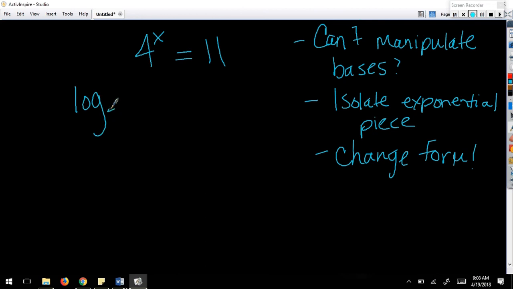Log 4. Why? That's freaking logs. Now I've solved, because logs are exponents. It's solved for you. So now all I have to do is take out my calculator and type log 11 divided by log 4 and get a decimal equivalent.